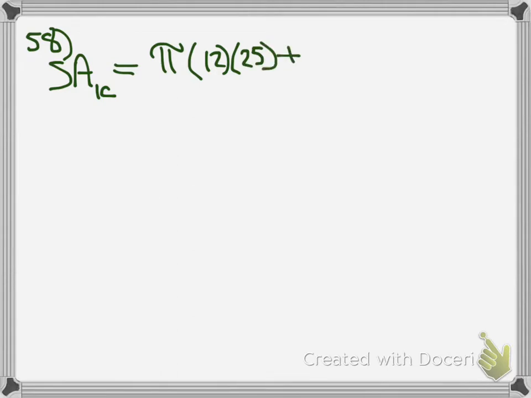Plus 2, and this one I'm going to be nervous about, 2 pi r squared. So 12 squared. Okay, that would give us the whole thing. But there's a small cylinder that is being cut out. And this is where this gets kind of interesting.